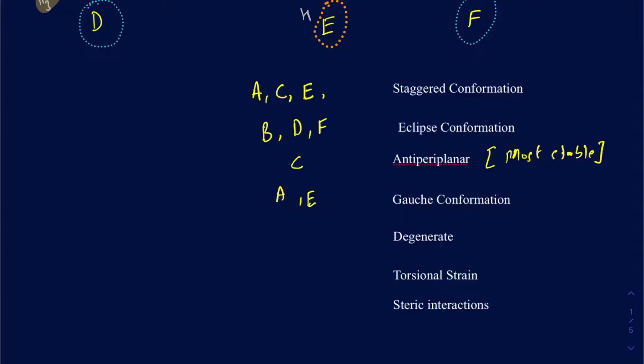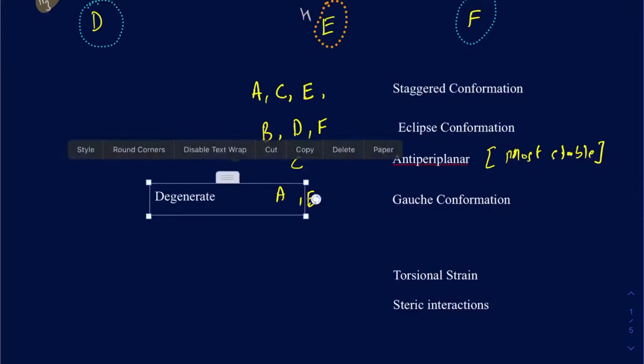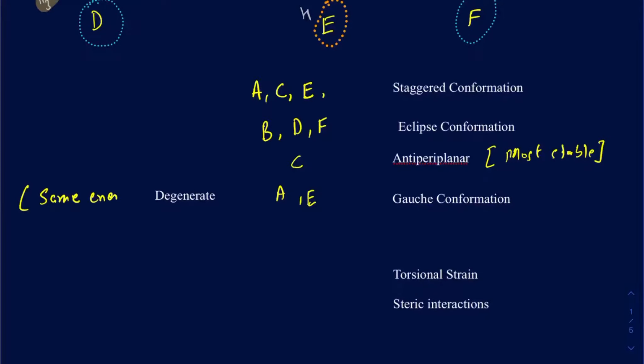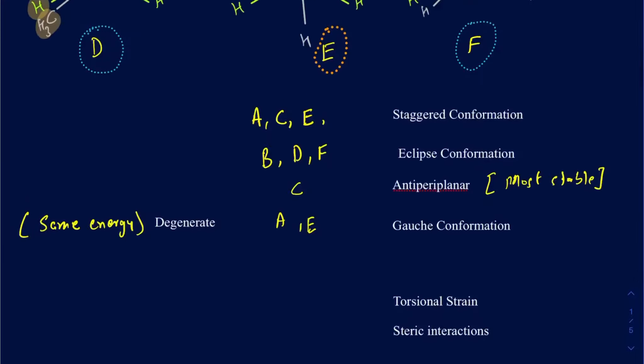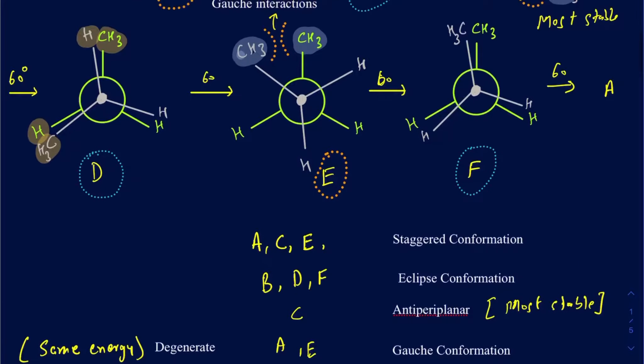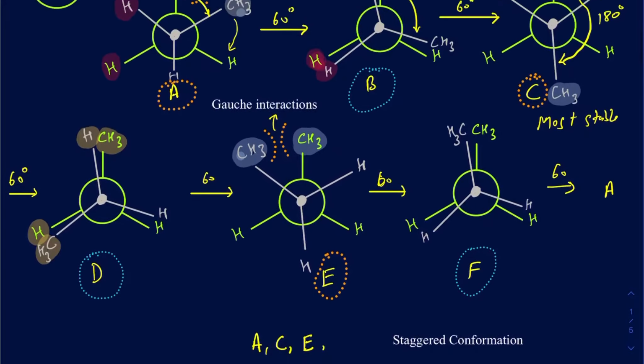So in case of A and E, since you have very similar types of interactions, both A and E are also going to be degenerate, which means both A and E are going to have the same energy. So make sure you know what degenerate means. It means it's got the same energy, or you can say the same stability among one another. Okay, so we took care of all the staggered conformations. Now let's focus on our eclipse conformations.